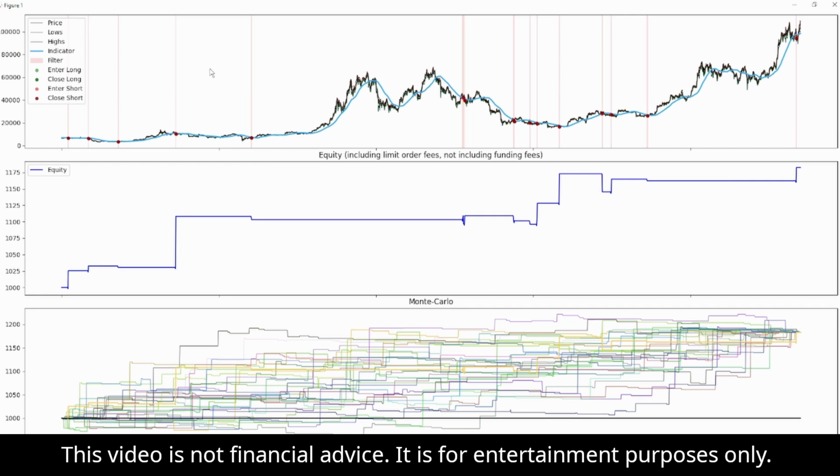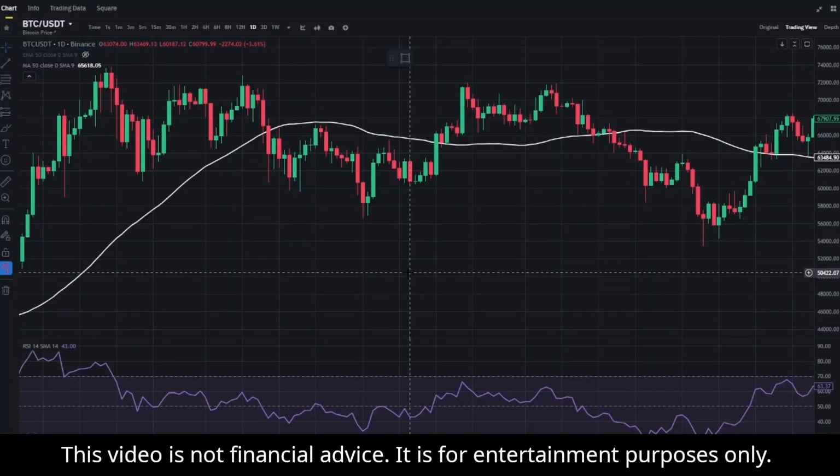Not very great because the number of trades is very low, as you can see, but at least the equity curve in blue that you can see in the middle chart is growing. So let's look at another strategy.